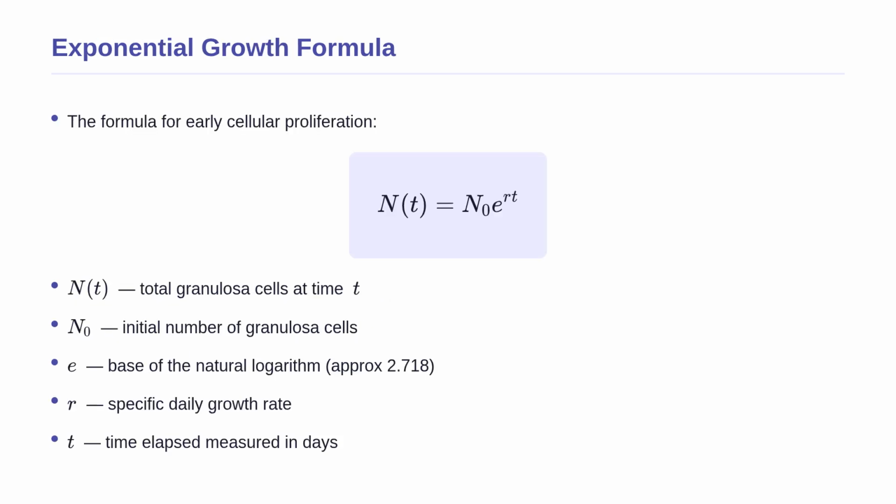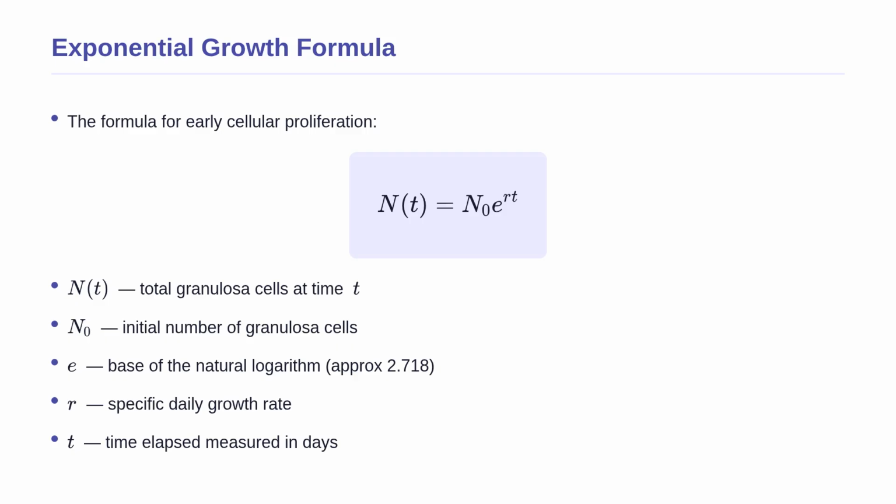This brings us to the specific formula that describes this biological phenomenon. The equation is N of t equals N0 times e to the power of r times t. Conceptually, this formula captures how a population multiplies based on its current size. Let us break down the symbols.